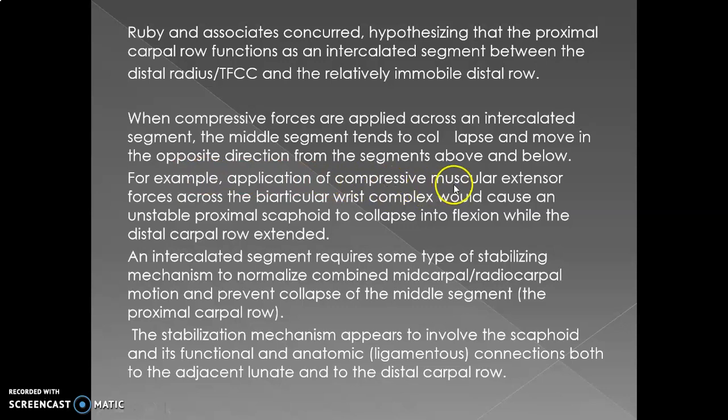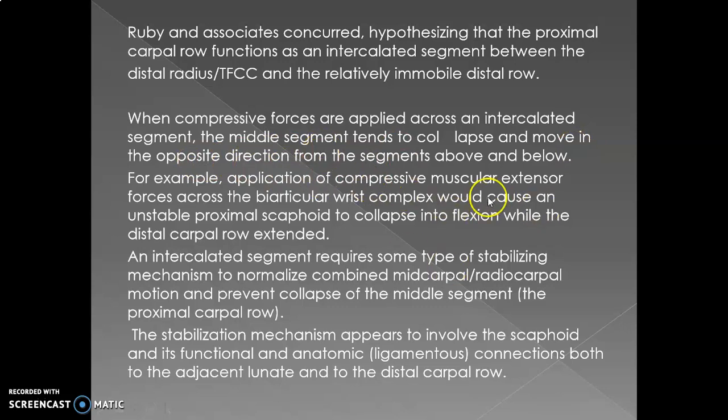You have to remember, compressive muscular extensor forces means any force that is an extensor which is trying to extend the wrist joint, that may create compressive force across the biarticular wrist complex, would cause an unstable proximal scaphoid to collapse into flexion while the distal carpal row is extended. Now what we have understood is, whenever there is a compressive force, the intercalated segment will collapse and move into the opposite direction.